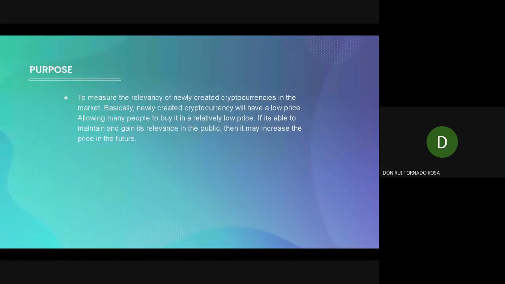So basically, the purpose is to measure the relevancy of newly created cryptocurrencies in the market. Recently there have been a lot of new cryptocurrencies made or easily accessible for the public to buy. Newly created cryptocurrencies have a relatively low price, and if they are able to keep and gain relevancy in the public, they could eventually gain price and give profit to whoever bought them at a lower price before.